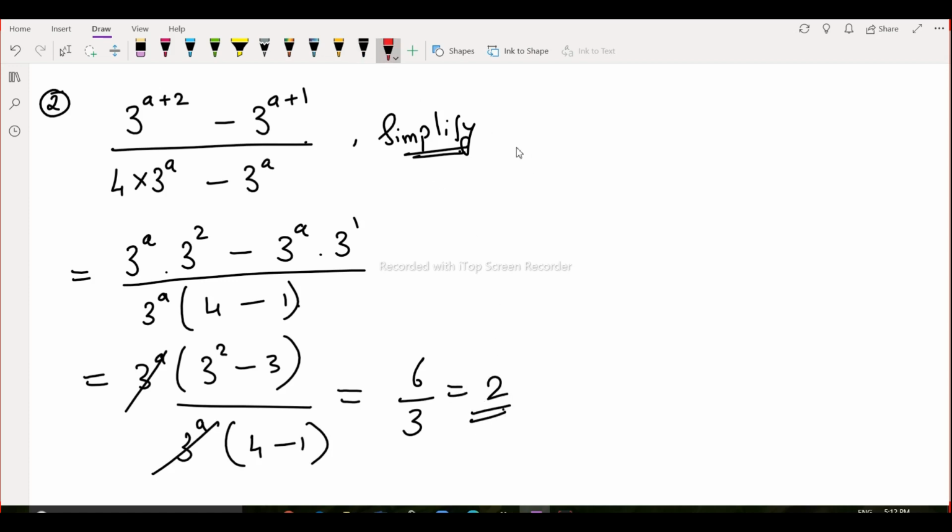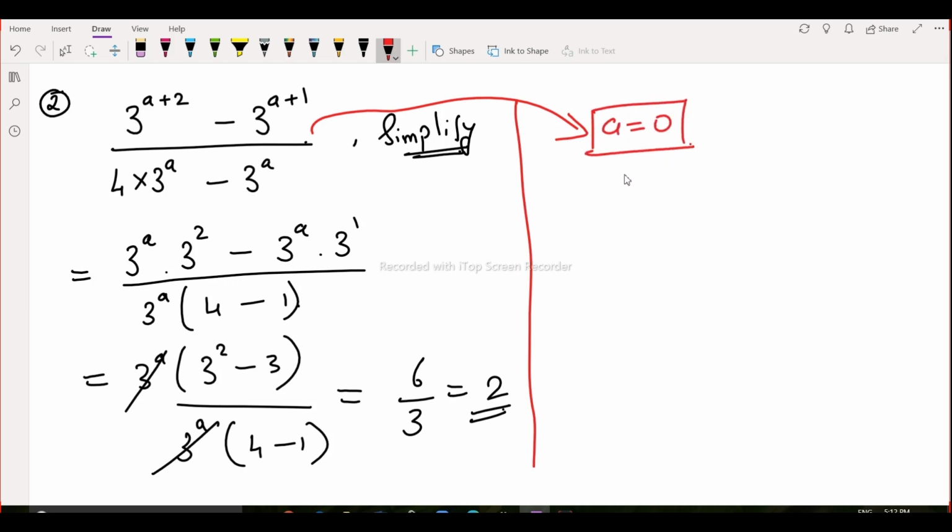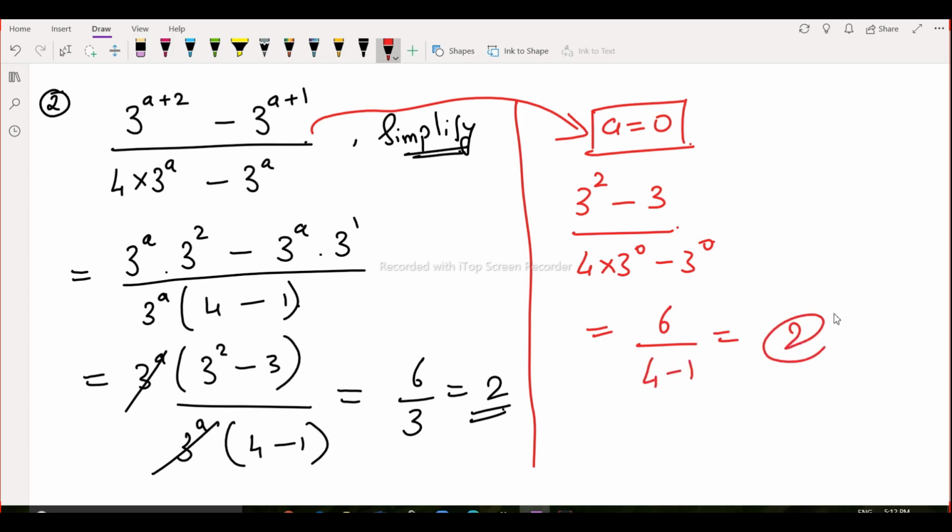Now there is another method to solve such questions in case such questions come in MCQs. For a shortcut you can just put some value of a, because they have not given what a is. So let's say a is 0. Then I'll have 3 square minus 3 upon 4 into 3 raised to 0 minus 3 raised to 0. Any non-zero number raised to 0 is 1. So this is 9 minus 3 is 6, and this is 4 minus 1, which is 3. So the answer is again 2.